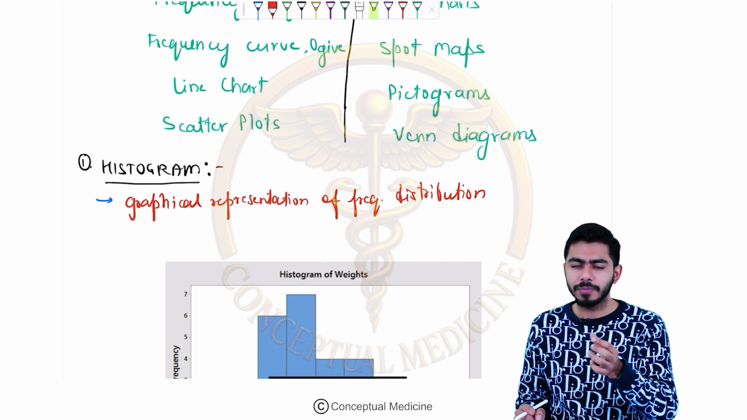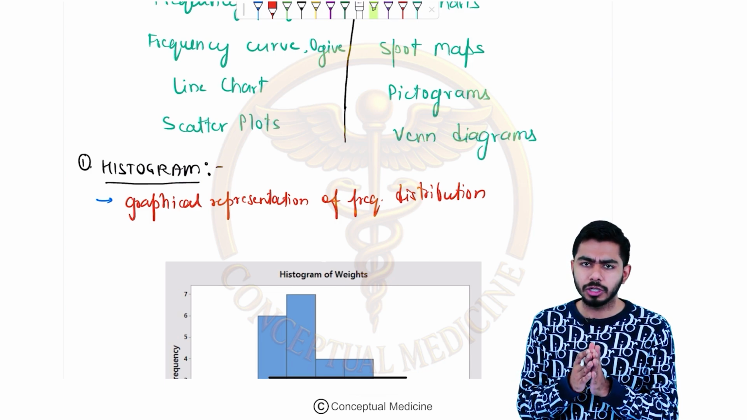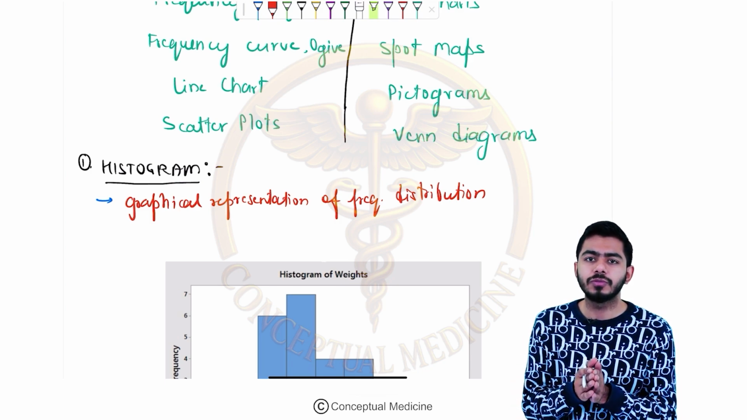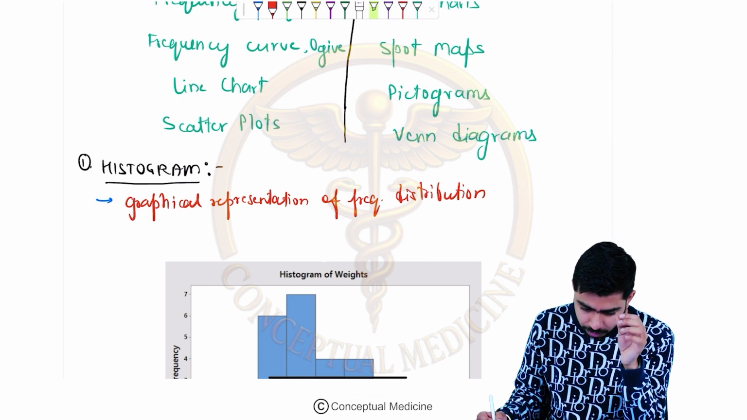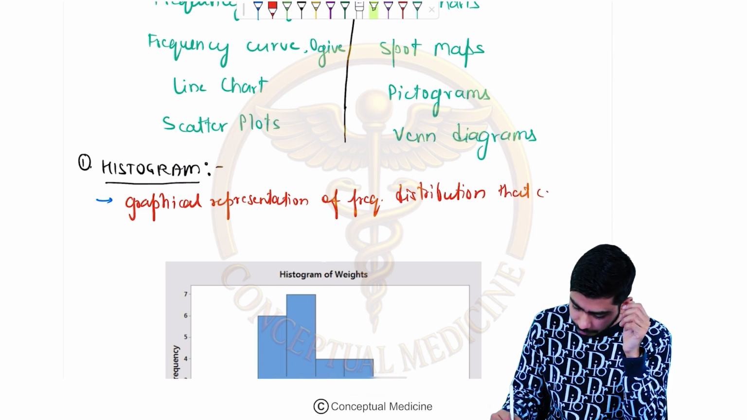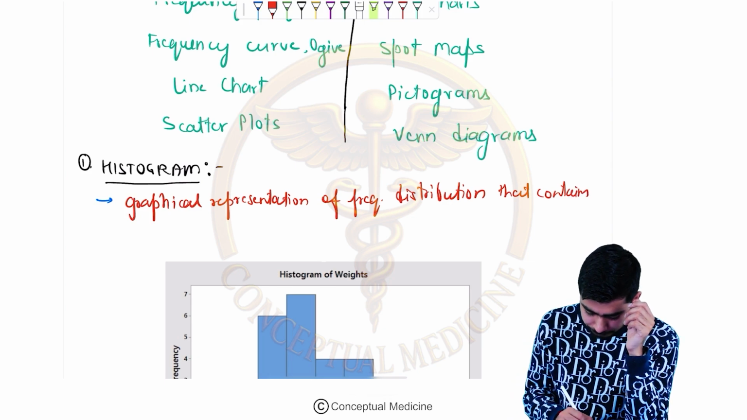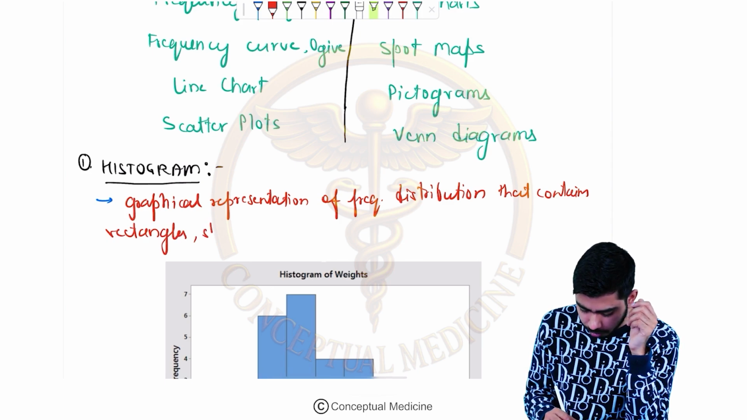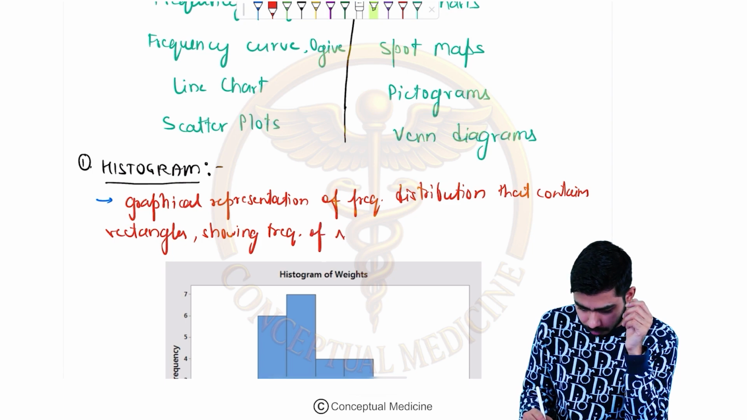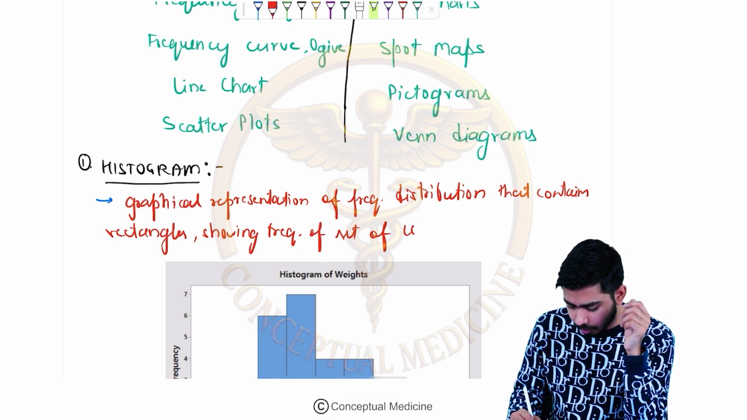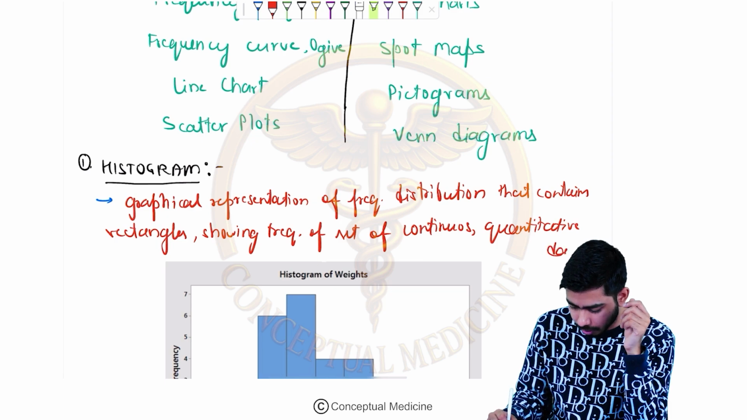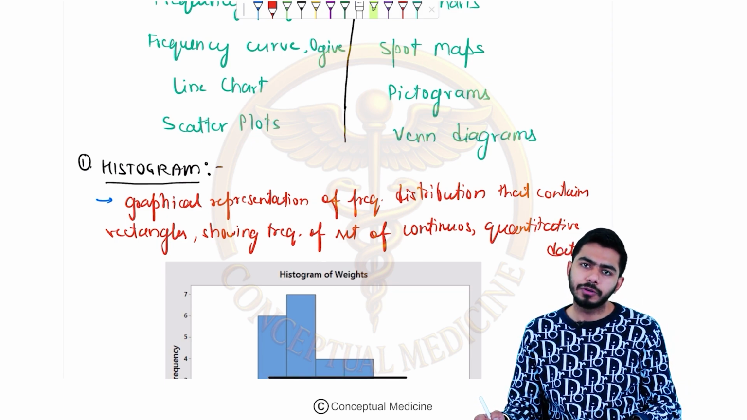That is the thing over here, histogram. So what is the histogram? The graphical representation of the frequency distribution in the form of rectangles, which are showing the frequency of a set of continuous quantitative data. Okay, so it is very important for us to understand that.